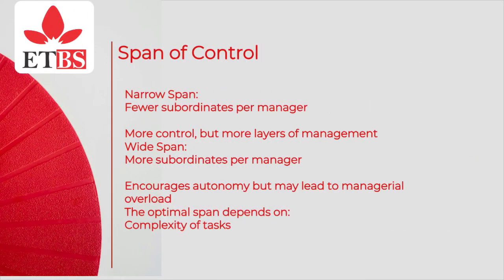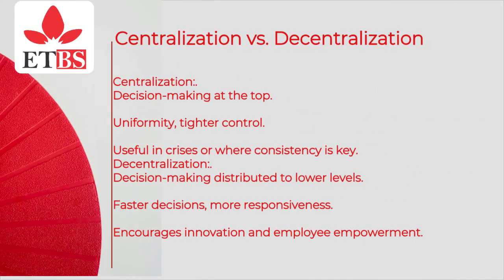Span of control. Narrow span, fewer subordinates per manager, more control but more layers of management. Wide span, more subordinates per manager, encourages autonomy but may lead to managerial overload. The optimal span depends on complexity of tasks, competence of employees, geographic dispersion, use of technology, centralization versus decentralization.